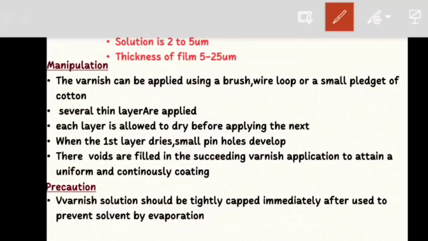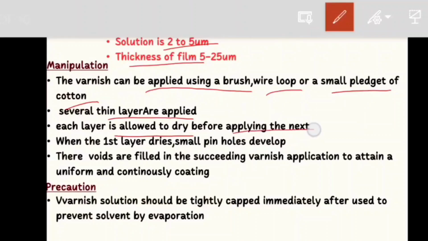So, the solution is 2 to 5 micrometer and the thickness of the film is 5 to 25 micrometer. Now, for manipulation, the varnish can be applied using a brush, wire loop or a small pledget of cotton. Several thin layers are applied. Each layer is allowed to dry before applying the next.